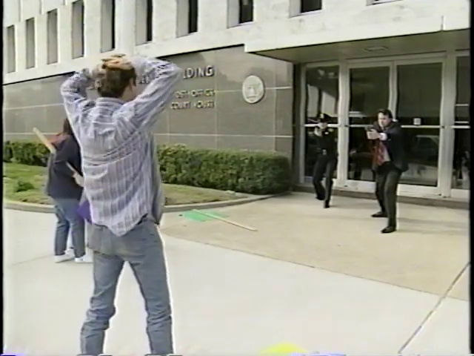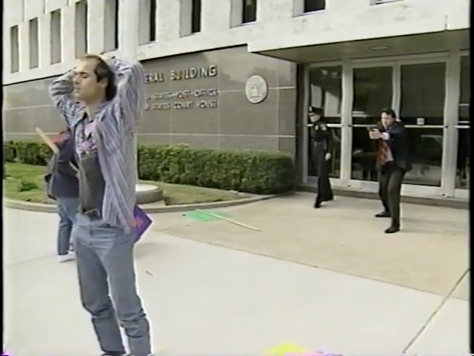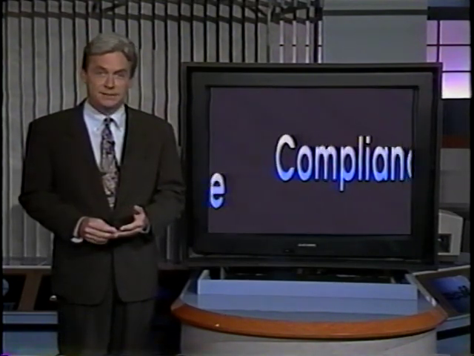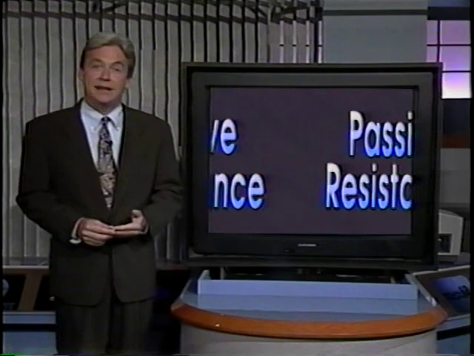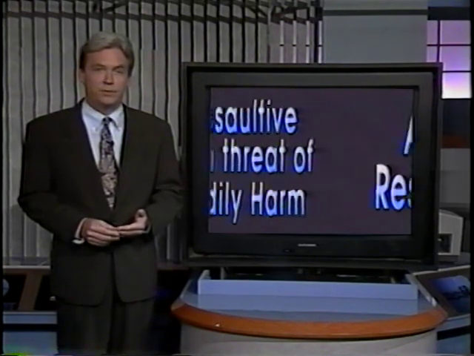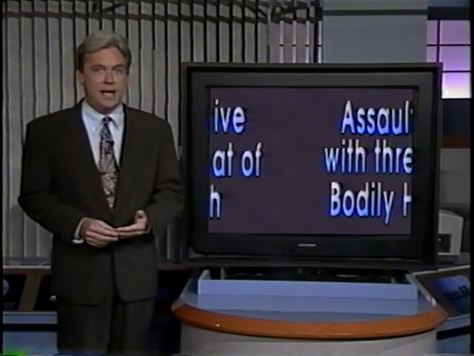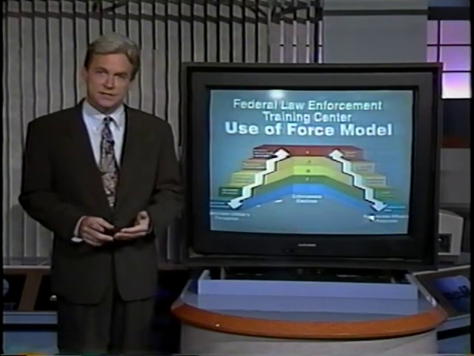Turn around. Don't move. Well, were you able to distinguish the tiers of the model? Remember them: compliance, passive resistance, active resistance, assaultive with a threat of bodily harm, and assaultive with a threat of serious bodily harm or death. Let's look back and see if we can locate them.